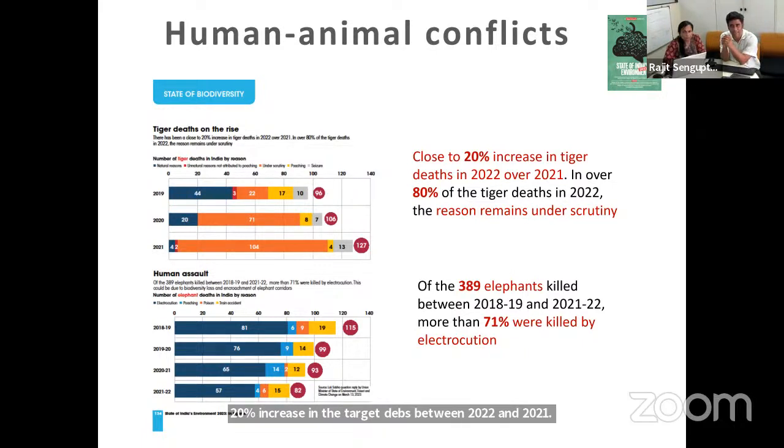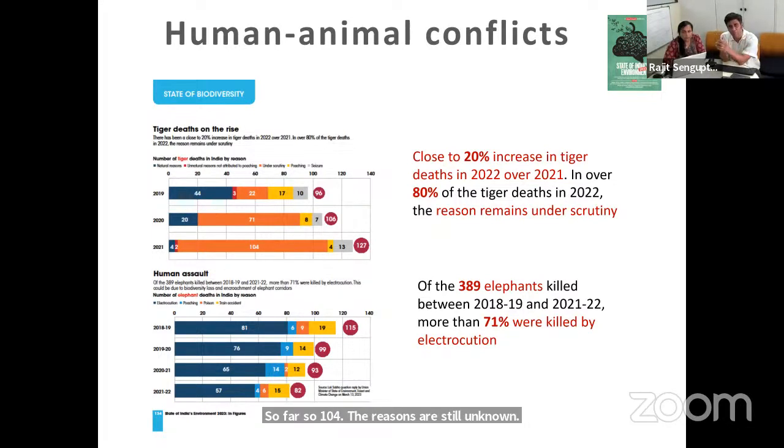So 127 tigers died. What I also found very interesting from a data point of view is that for 104 of these deaths, the orange chunk of the bar that you see, the reason is under scrutiny. The other reasons are poaching, natural death, or unnatural deaths, but for these they don't know the reasons so far. So 104 deaths with reasons still unknown is something I found very interesting and unfortunate at the same time.